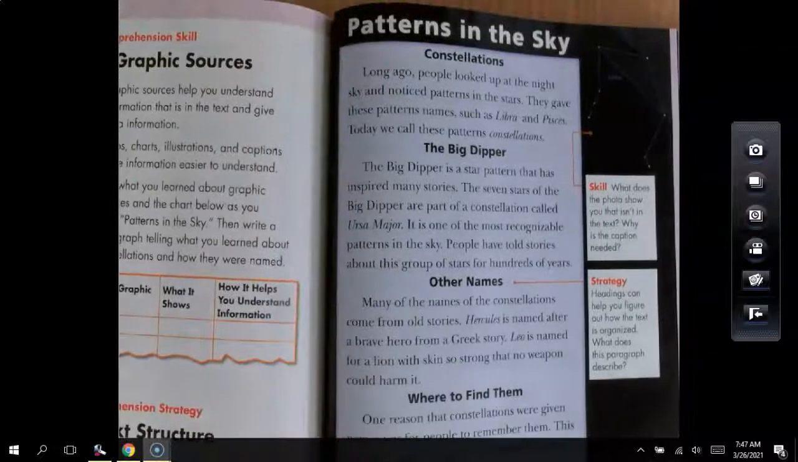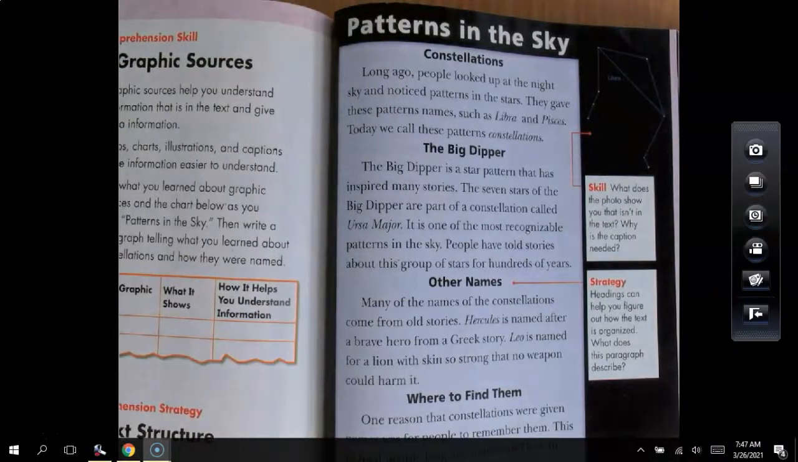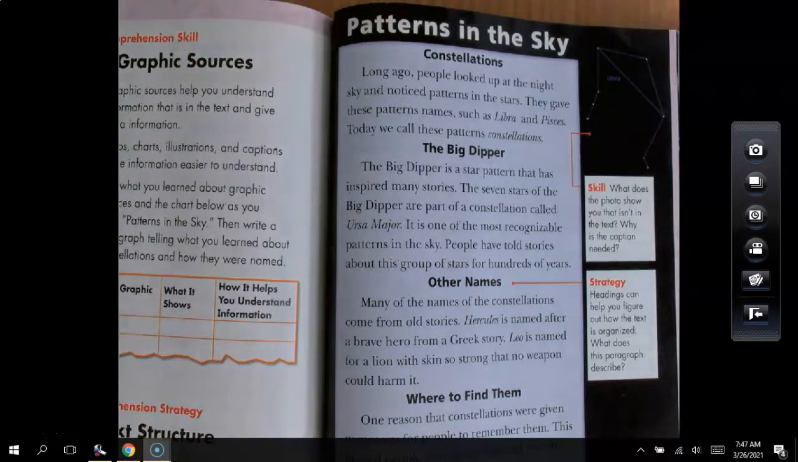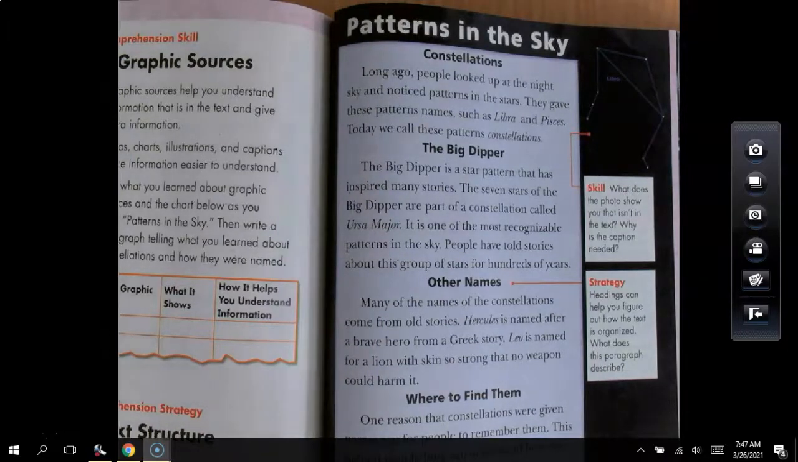Okay, here we are. We're on page 443. We're going to be reading a story called Patterns in the Sky, and we're going to be filling out a graphic organizer together, okay? And it's about graphic sources. So remember, graphic sources help us understand the information that's in the text. It gives us extra information so we can better understand what we're looking at or what we're reading. Okay, so as I read you Patterns in the Sky, I want you to look for those different types of graphic sources that I just showed you. Okay, all those different types of graphic sources.